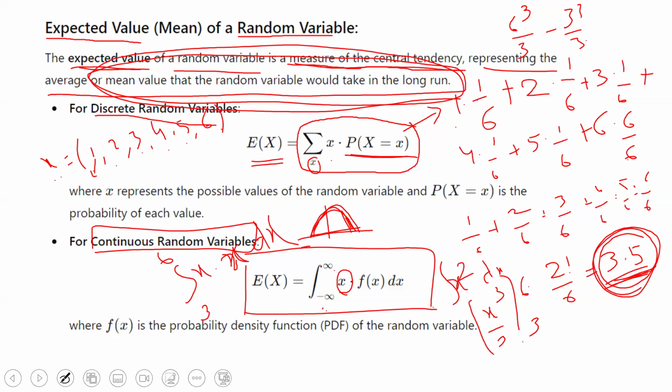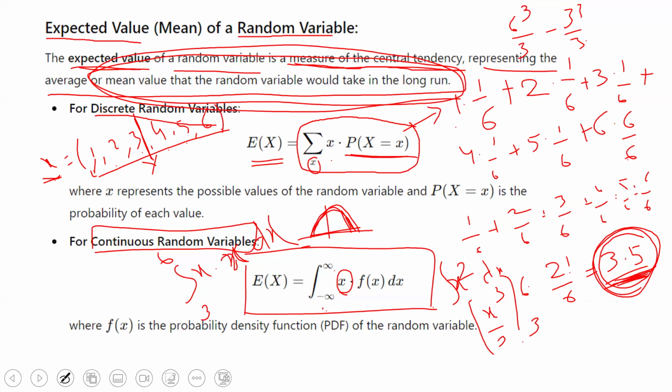So what are the values that the random variable would take? It can take 1, 2, 3, 4, 5, 6, and the mean is coming as 3.5. Is that mean not falling exactly in the middle of all the values that the random variable is taking in this case? So this is central tendency, right? That is what mean actually is.